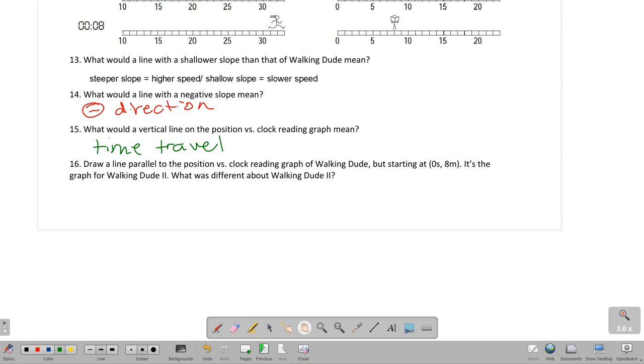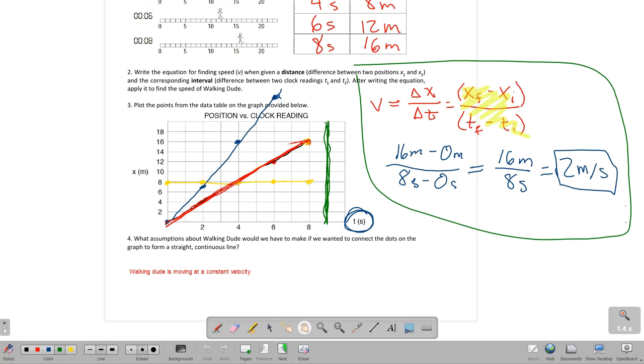Okay, last thing here, number 16: draw a line parallel to the position versus clock reading graph of walking dude, but start at 0 seconds and 8 meters. It's the graph for walking dude 2. What's different about walking dude 2? So we need to draw a parallel line starting at 0, 8. I'm going to do this one in red as well. It needs to go like that.